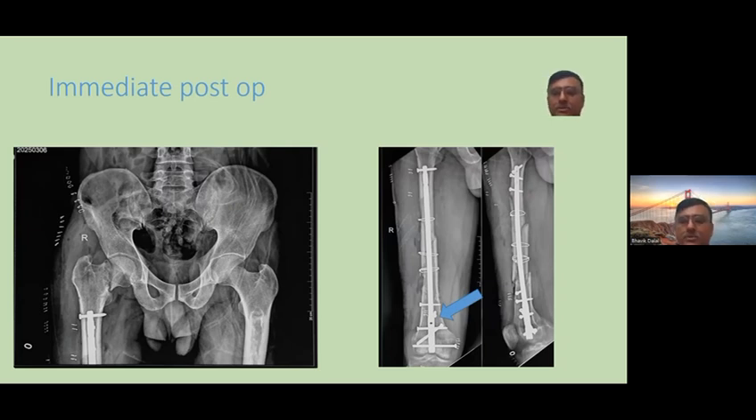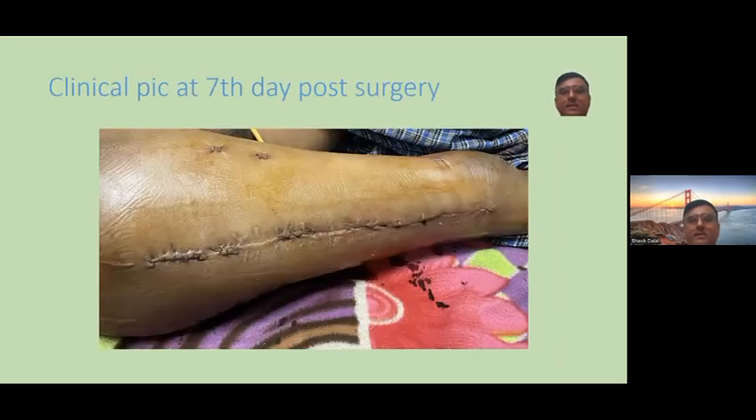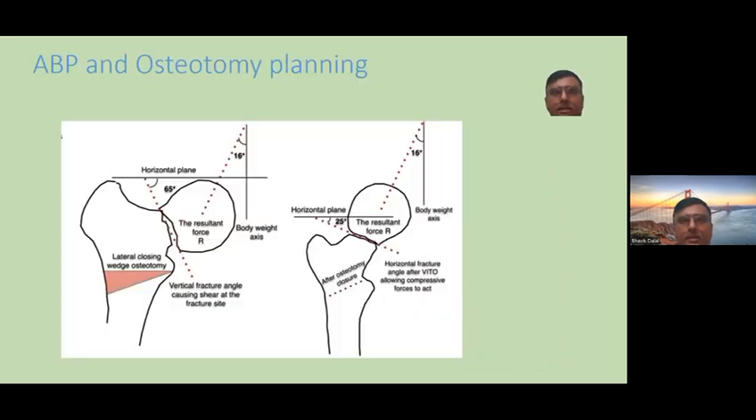We have used a polar screw so that we get central alignment in the AP and the lateral view in this case. And this is a clinical picture at the 7th day of the post-surgery, and you can see there are no signs of infection at present. Wound is clean and dry, and therefore we did a planning for the ABP and the osteotomy. In this case, we want to convert Powell type 3 into Powell type 1, so the angle may get reduced from 65 degree to 25 degree.